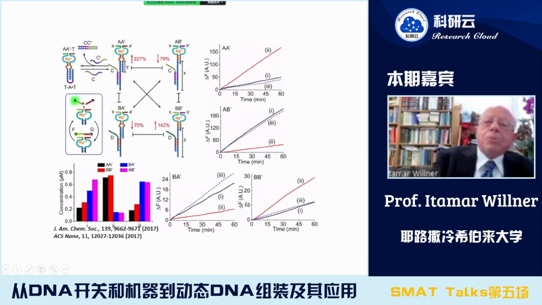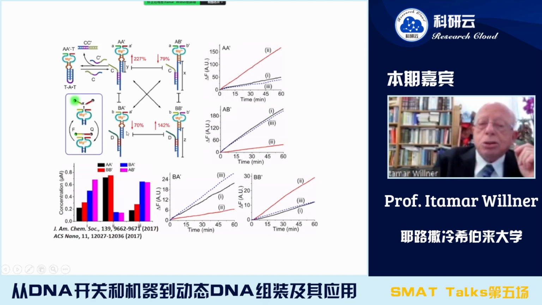So let's go and describe the simplest constitutional dynamic network that is shown here. It includes four constituents, AA prime, BB prime, AB prime, and BA prime. The scaffolds of these constituents represent the functional unit that will be reconfigured by the trigger.